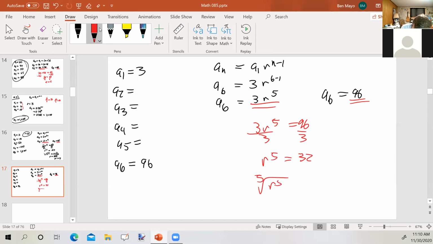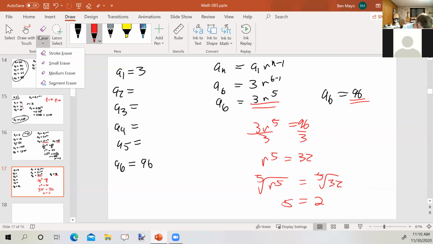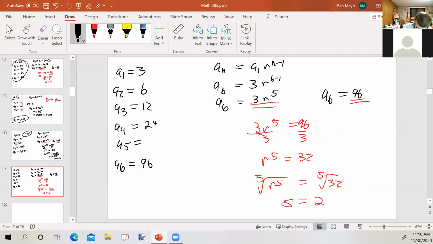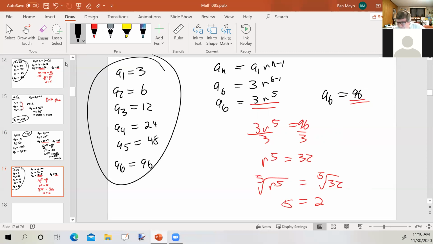Take the fifth root of both sides, and we get r equals 2, because 2 to the fifth power is 32. So the fifth root of 32 is 2. So 3 times 2 is 6, times 2 is 12, times 2 is 24, times 2 is 48, times 2 is 96. And there you have it.